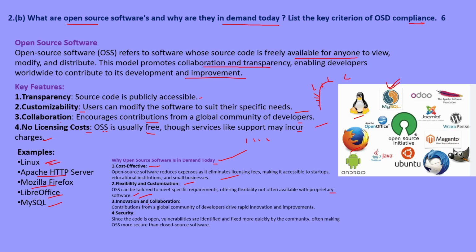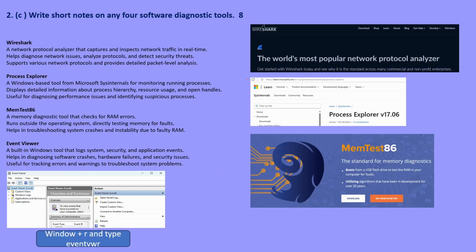Unlike proprietary software, innovation and collaboration from the global community of developers drive rapid innovation and improvements. Security: since the code is open, everybody can review it, and vulnerabilities are fixed quickly by the community. That's why OSS is more secure than closed source software. So next we move to software diagnostic tools.